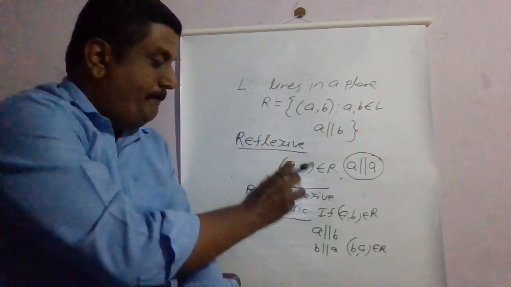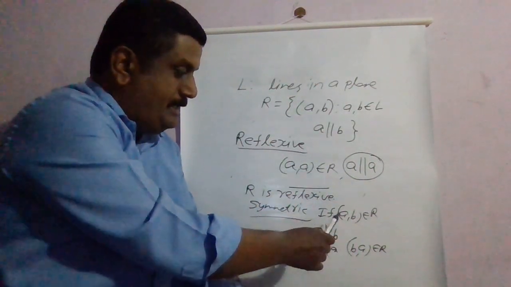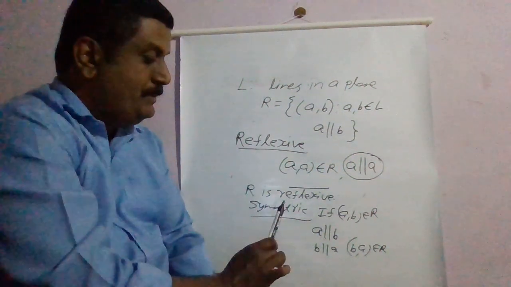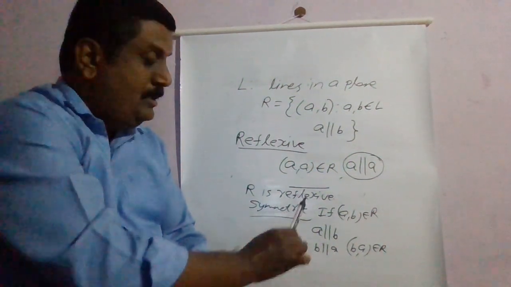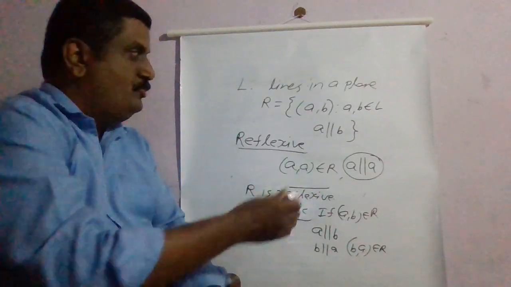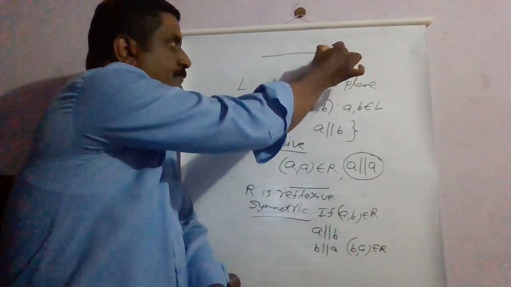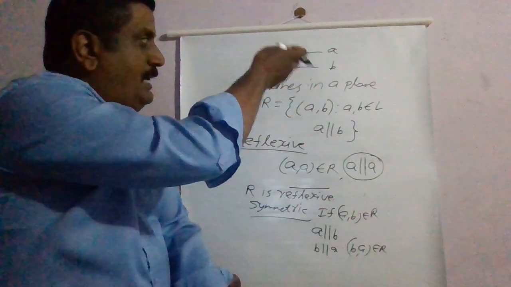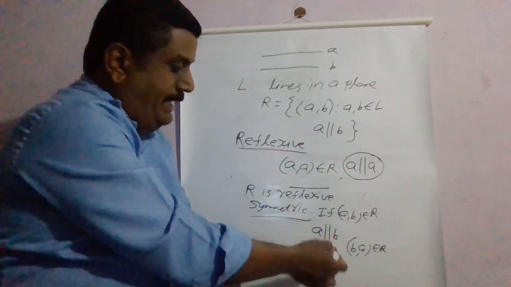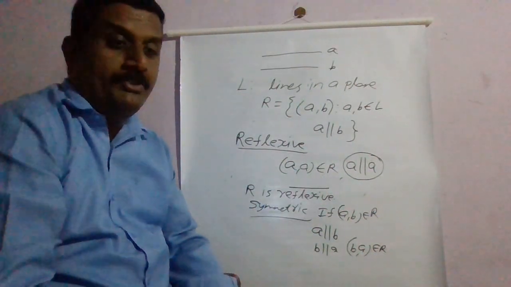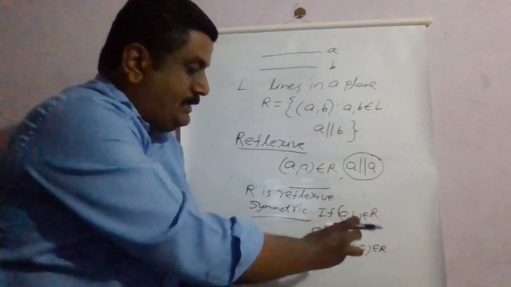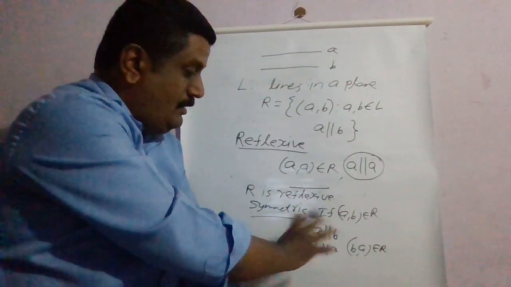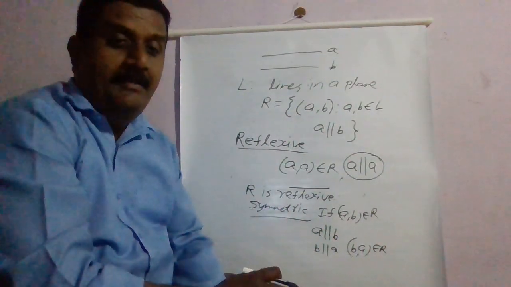So using parallelism, we are assuming that AB belongs to R. If AB belongs to R, what is the condition? A is parallel to B. So if two lines are parallel, suppose this is A and this line is B, these two lines are parallel means clearly B is parallel to A. So we can conclude that BA belongs to R. So if AB belongs to R, then BA belongs to R. So the relation is a symmetric relation.